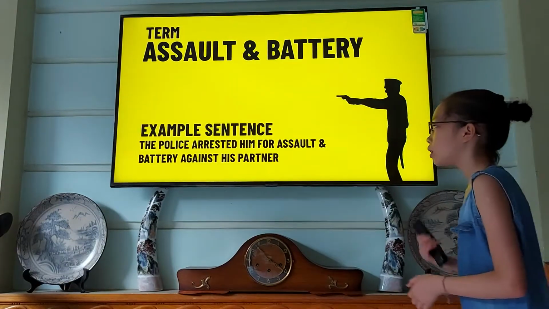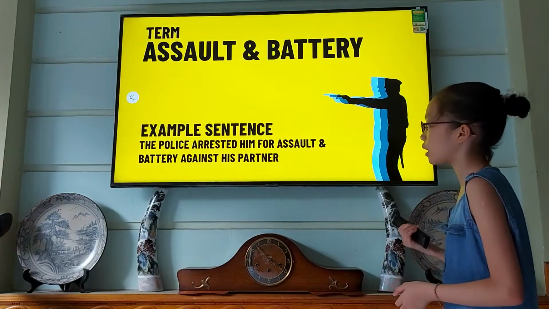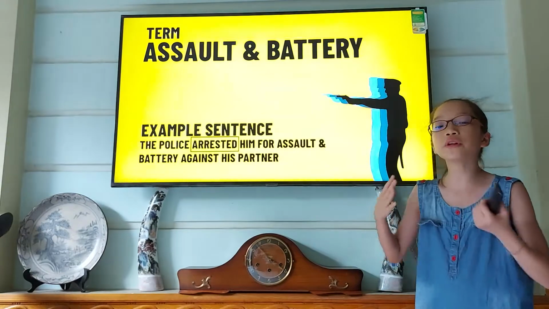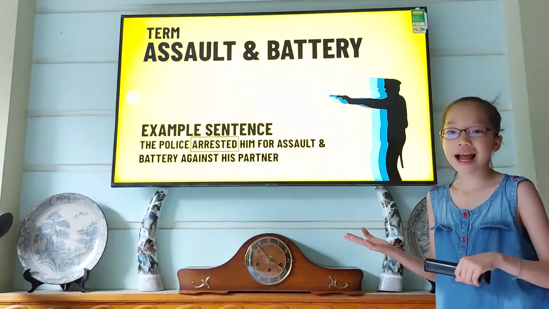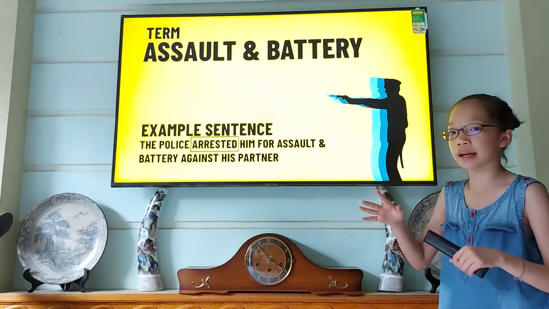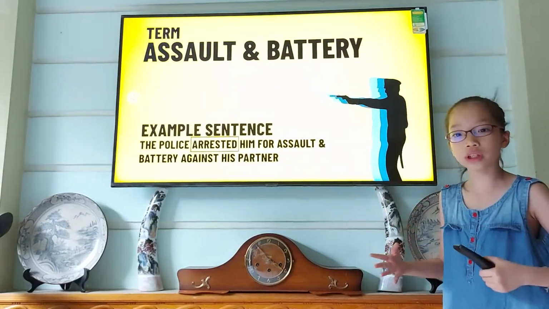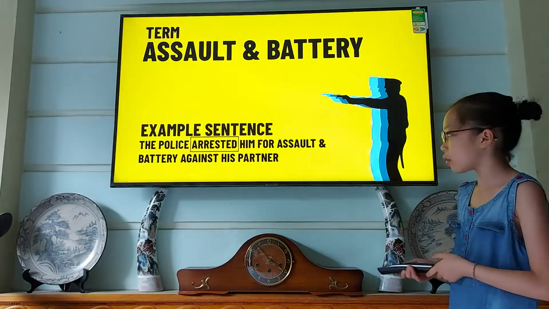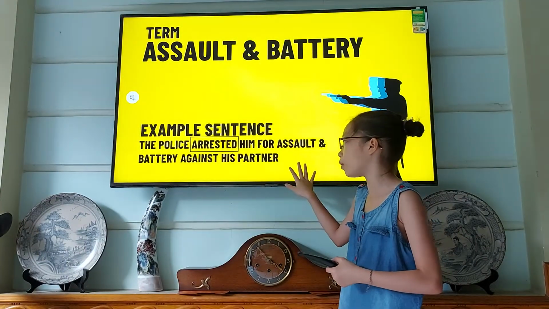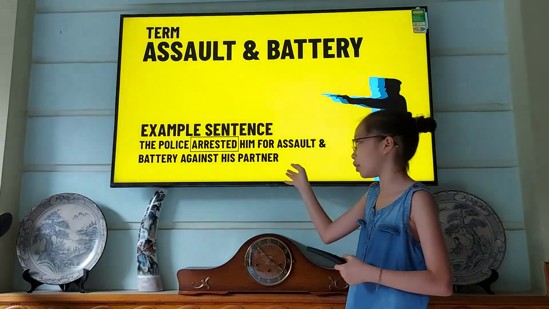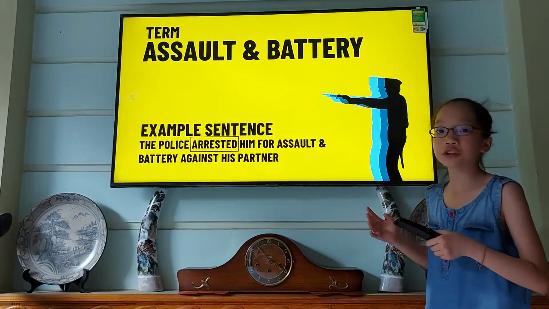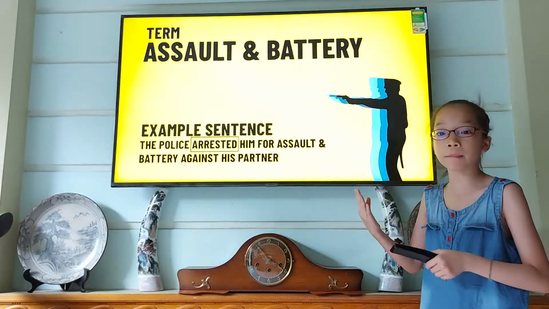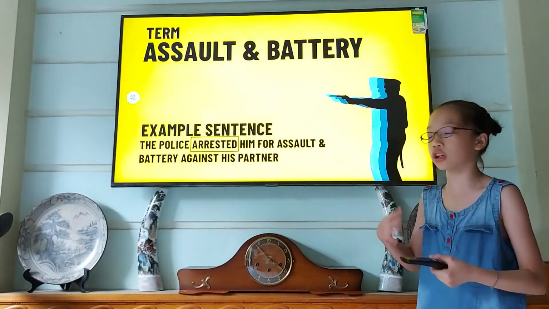For example, the police arrested him for assault and battery against his partner. We already know that assault and battery have a kind of similar meaning because they're both about saying rude words, trying to hit someone, injuring someone. Here we have another example, against his partner. That means he's trying to hit his partner. The partner could maybe be a friend or his wife or a girlfriend.